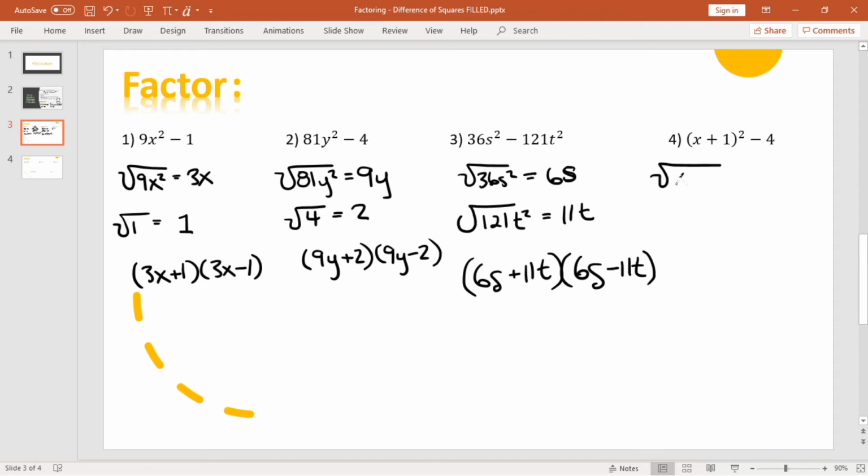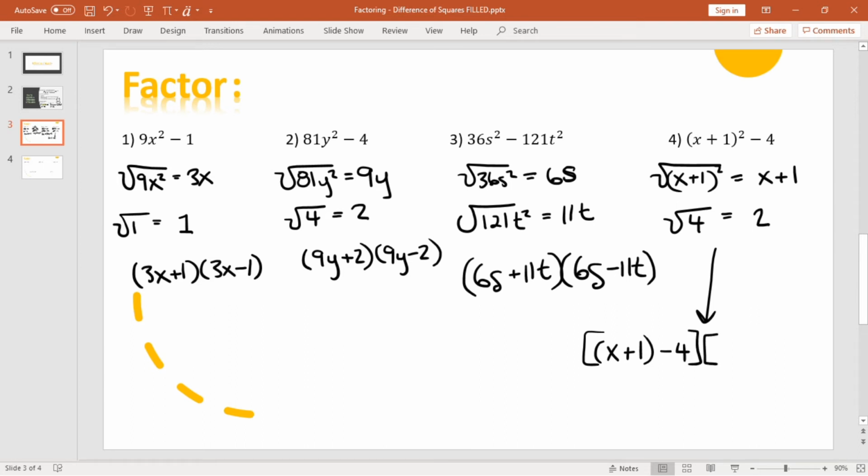All right, now let's look at number 4. It's a binomial, but it's still a square. And the root of it is simply x plus 1. Because if you do x plus 1 times x plus 1, you will get x plus 1 squared. I haven't expanded it, I'm just getting the root. And the root of 4 is 2. So when you build this one, I'm going to move it down here. You need some different types of brackets. x plus 1 minus 2, x plus 1 plus 2.